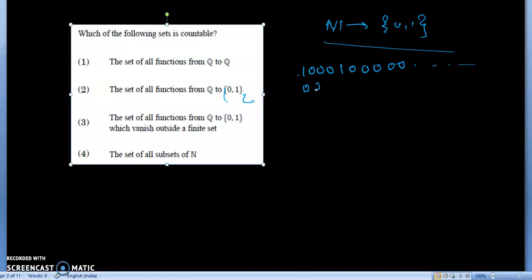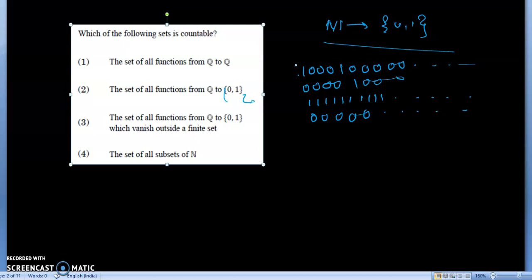Similarly, you can say 0 0 0 0 1 0 0 0, where all parts are 0 and just f(5) is equal to 1. Similarly, you can say 1 1 1 1 1 1 1, which means at every natural number it takes the value 1. Similarly, 0 0 0 0 0, which means at every natural number it takes the value 0.